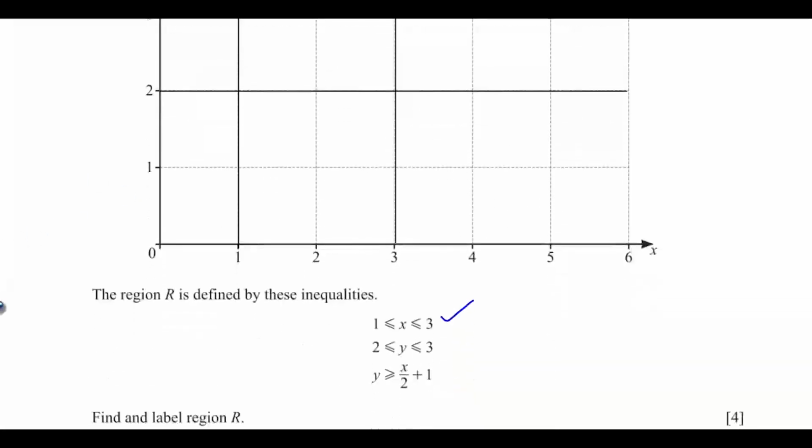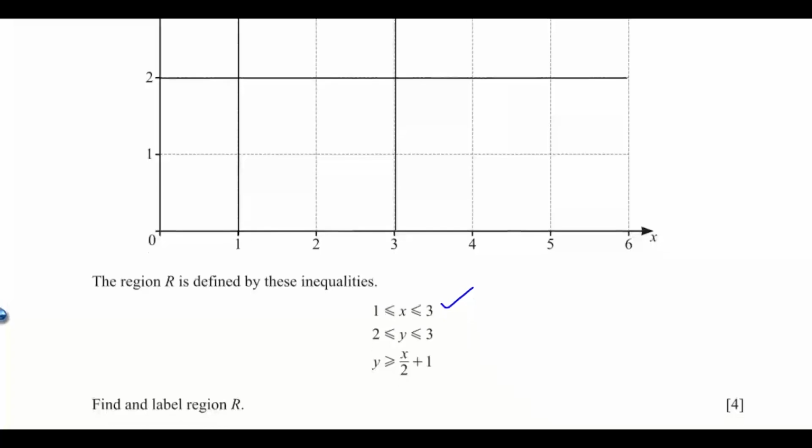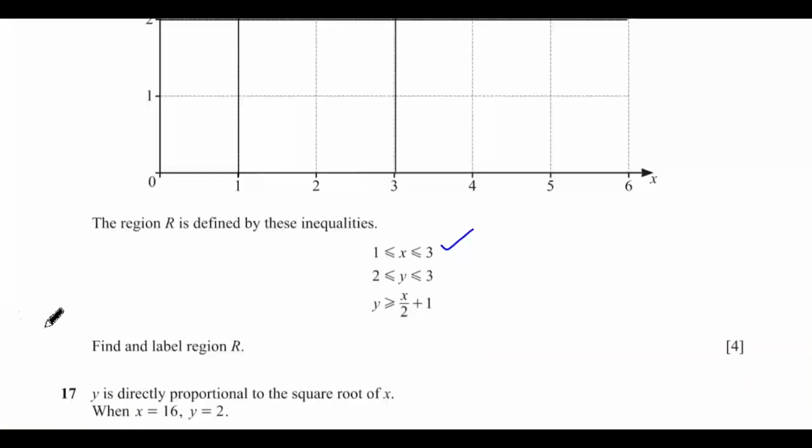That would be y is greater than or equal to x over 2 plus 1. So this is the same as y. Let's do y equals x over 2 plus 1. That is the general equation of a straight line, which can be written as y equals 1 over 2 x plus 1. So the intercept on the y-axis is 1 and the gradient is 1 over 2. That is, you go up once and you run twice to the front.